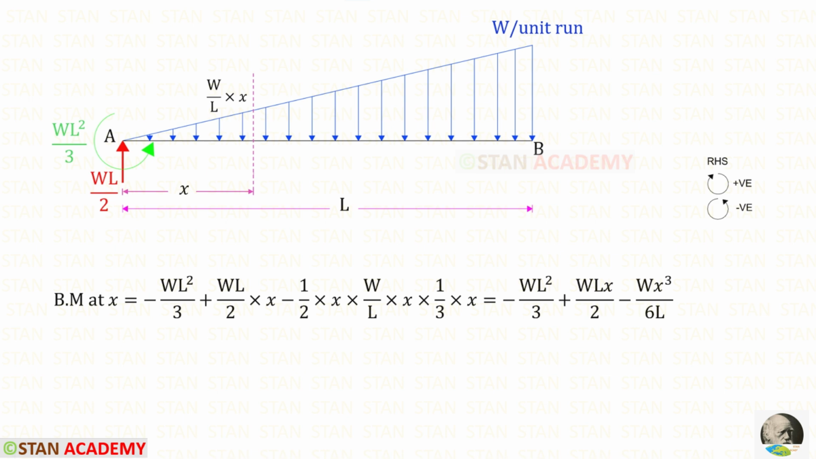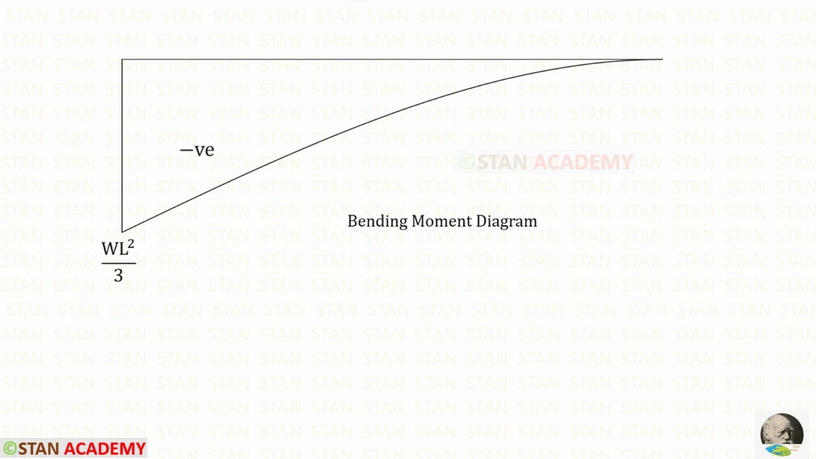Let us find the bending moment in the section, that is at the distance of x. MA is acting in the anticlockwise direction, so it will be negative. RA is acting in the clockwise direction, so it will be positive, and the distance is x. The UDL is acting in the anticlockwise direction, so it will be negative. For the UDL, we have to multiply the area of this triangle with the centroid distance. This is the area and this is the centroid distance. Finally, for the bending moment at x, we will get this. This is the bending moment diagram.